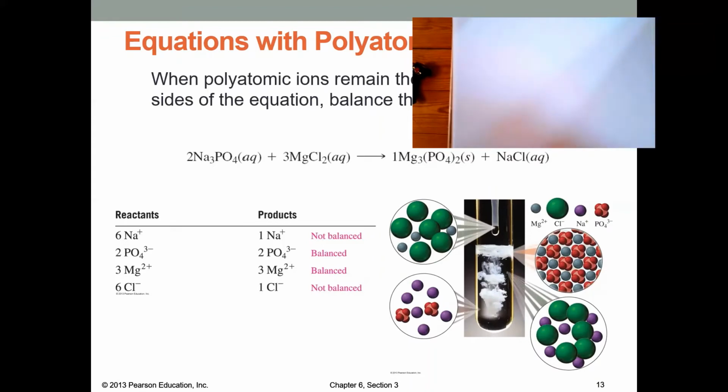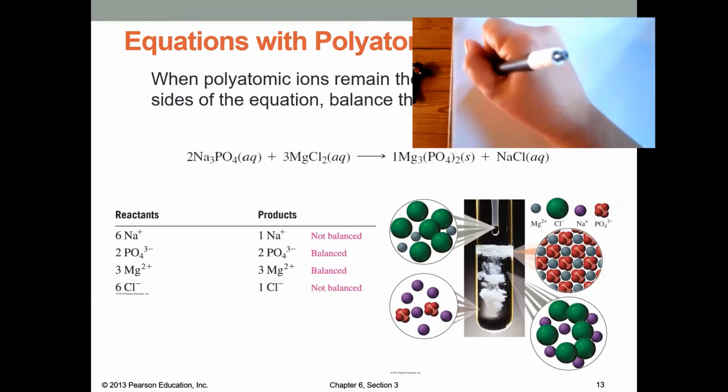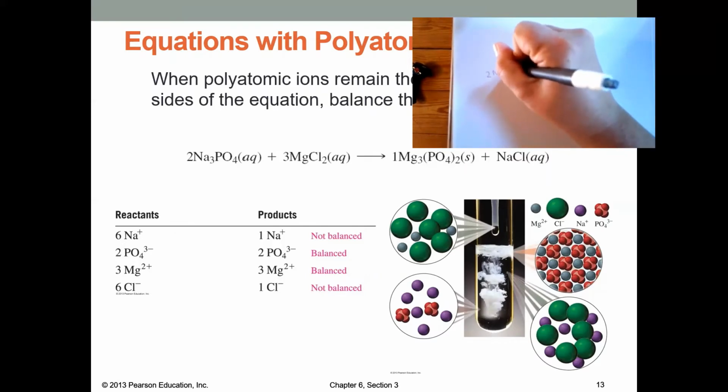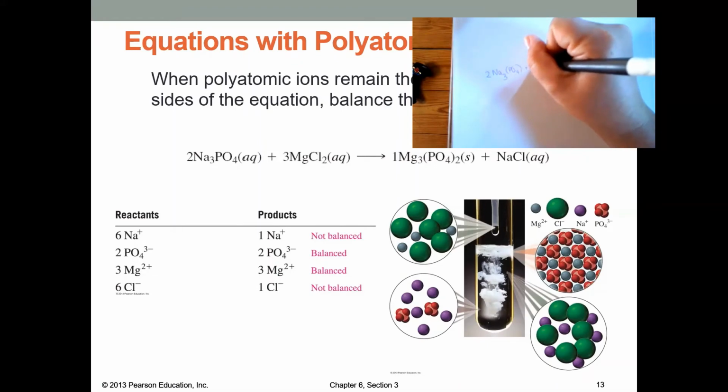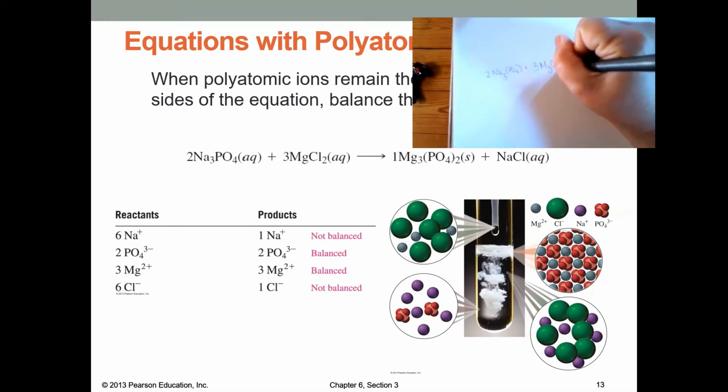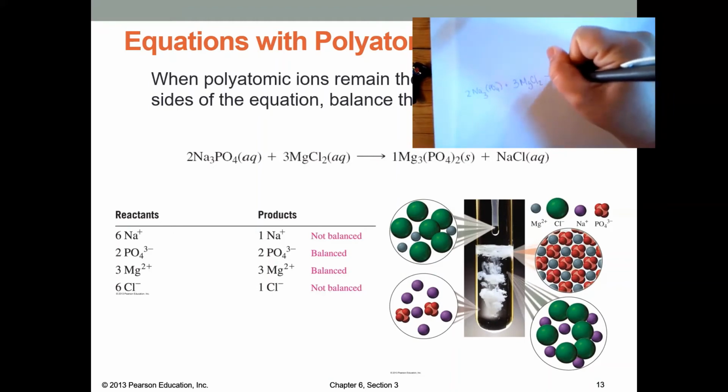So remember I have a 2 Na3, and I'm just going to put this in parentheses to make it easier, PO4 plus, and I have a 3 MgCl2. And it's going to make, remember we're going to have a coefficient here.